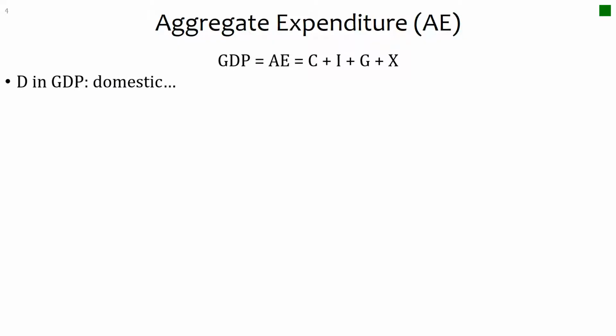Continuing from the last slide, we can have this formula for GDP, which is the same as aggregate expenditure, total spending, and that is C, consumption, plus I, investment, plus G, government purchases, plus X, exports, right? Now, we had this D in the GDP, which stands for domestic, gross domestic product, which means that we are trying to find the value of all goods and services produced inside Canada. We are looking at Canadian goods and services.